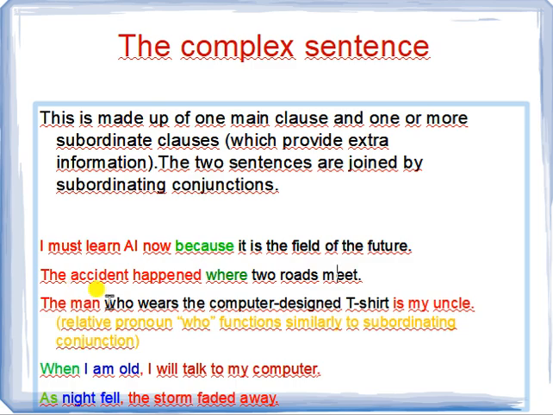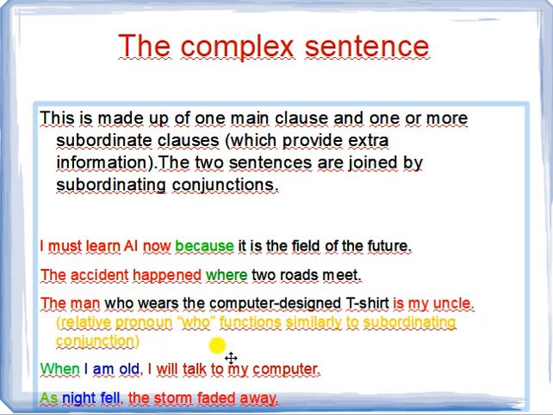The man who wears the computer design t-shirt is my uncle. What's in red is the main clause: the man is my uncle. What's in black is the additional information. And here in orange, the relative pronoun who functions similarly to a subordinating conjunction. Okay, I'll take their word for it.